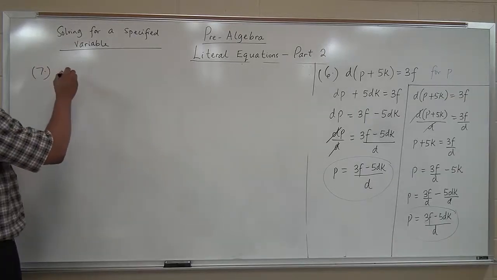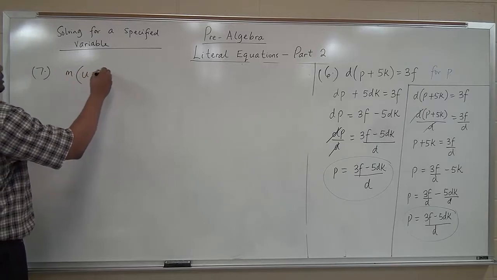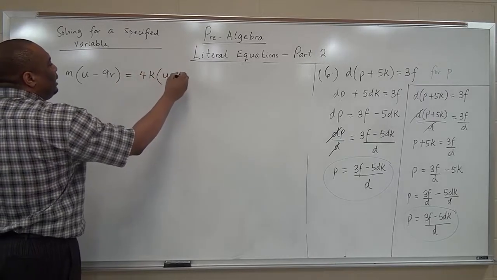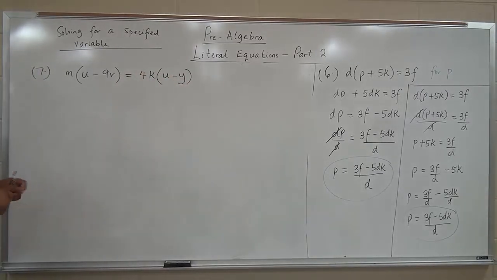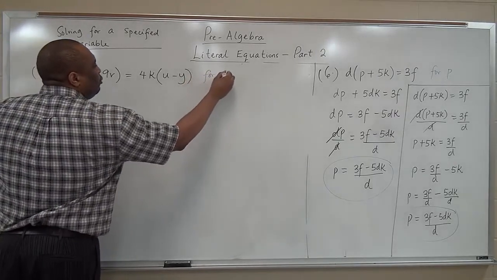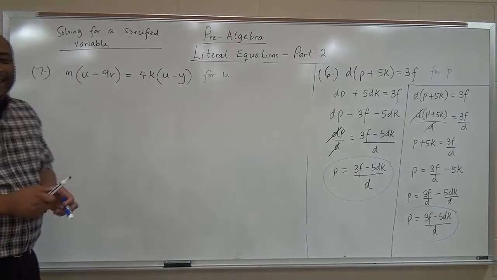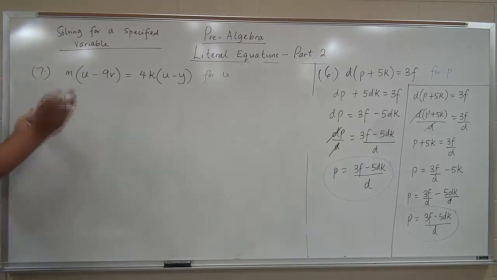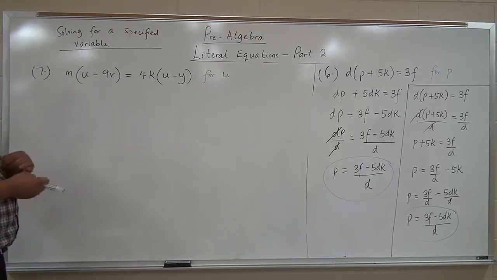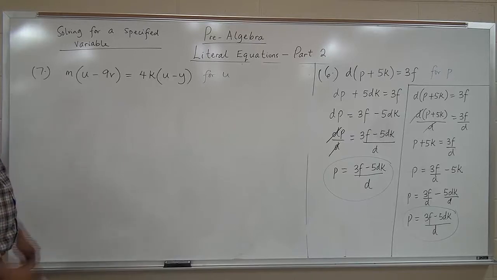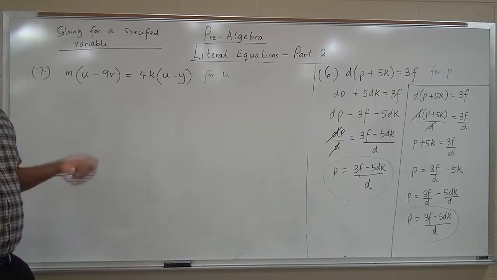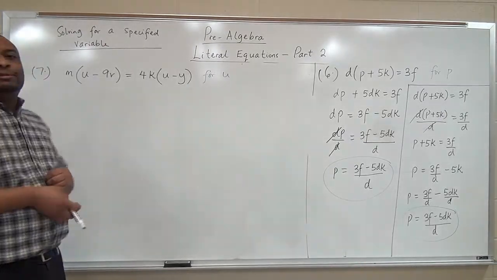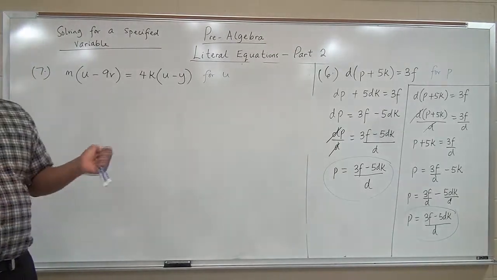Question 7. m u minus 9v equal to 4k(u minus y). And we want to solve this for u. For u, not y, okay? Just for u. Alright, so let's use distributive property. In this case, we just have to use distributive property. Now, there's a way we can solve this without using distributive property, but we're going to run into fractions, so let's just use distributive property.